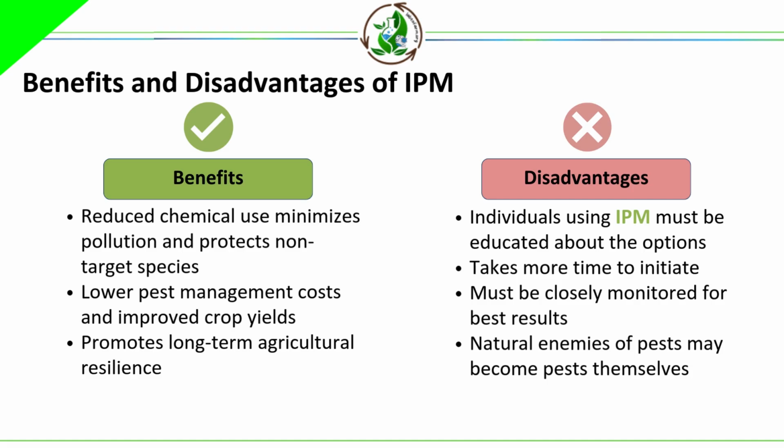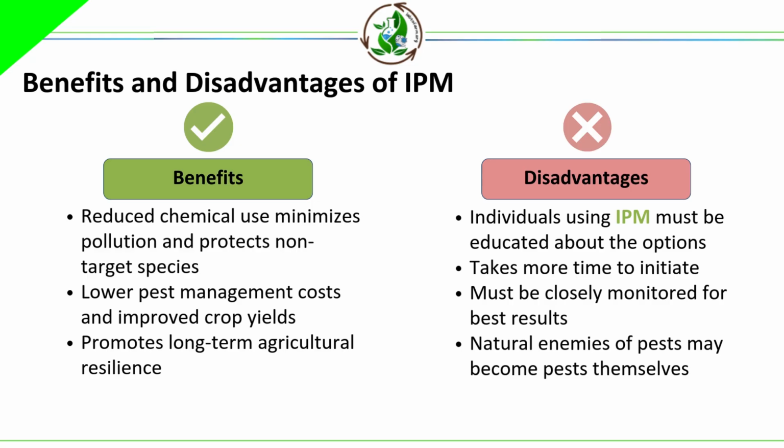IPM reduces chemical use, which minimizes pollution and protects non-target species like pollinators. It can lower long-term costs and improve yields by keeping pest populations in check without damaging beneficial organisms, thereby promoting agricultural resilience. However, IPM can take more time to set up and requires careful monitoring.